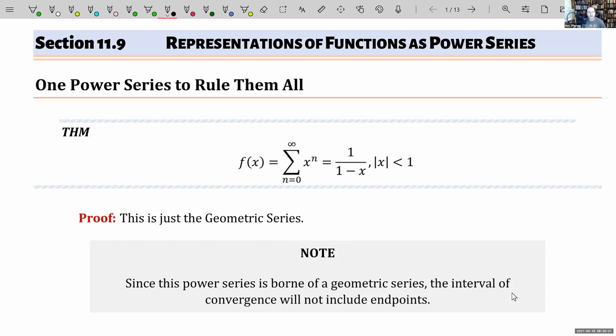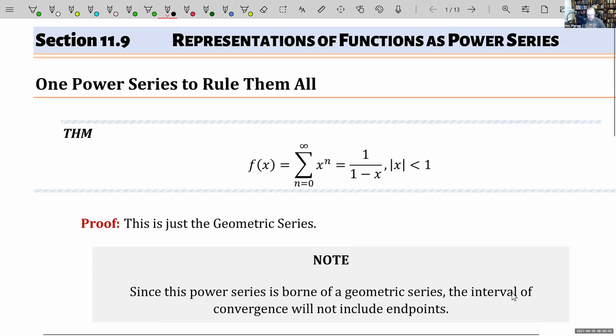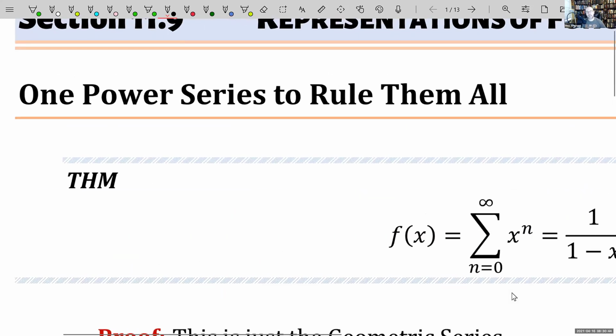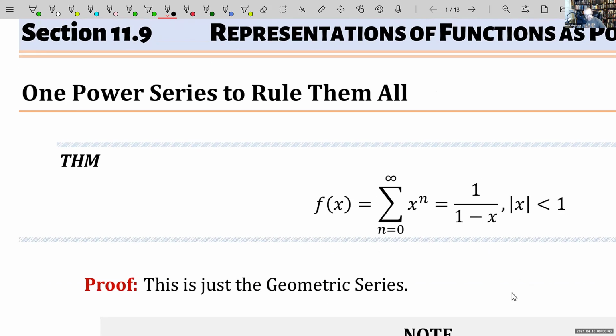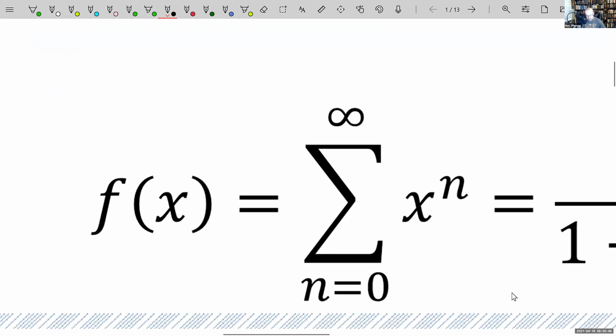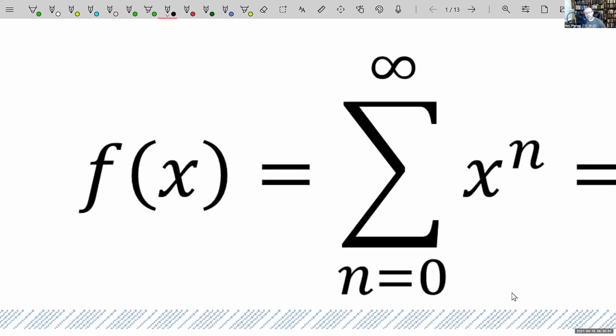So, section 11.9, representations of functions. And we're only going to deal with one for right now. This whole section's just about one function. And I call it one power series to rule them all because I like Lord of the Rings. All right, so let's suppose that you have a function that is x to the nth power. Or I'm sorry, that is the summation of x to the nth power.